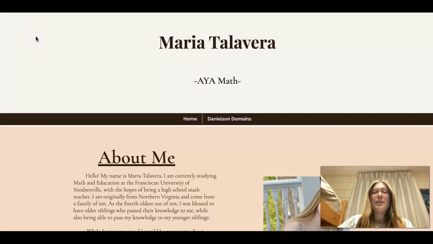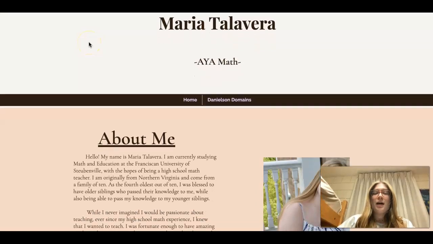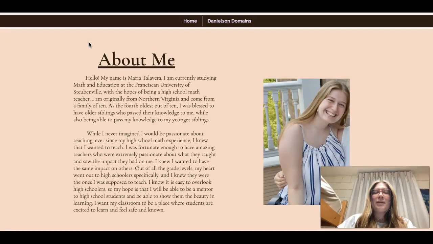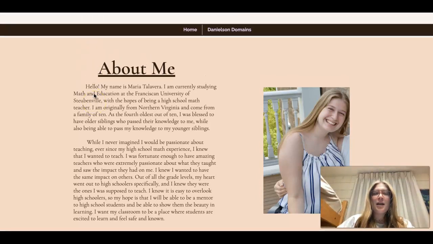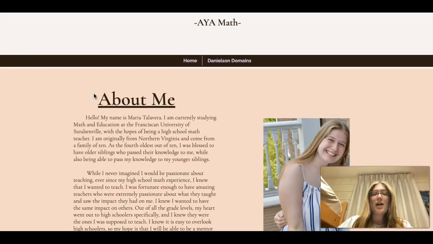I am an AYA math major and this is my ePortfolio. So the first page we have is kind of the welcome page. It's just a picture of me and describing who I am, stuff about me, where I'm from, my education, what I'm studying, why, all those simple things that are good to know and are fun things to share.